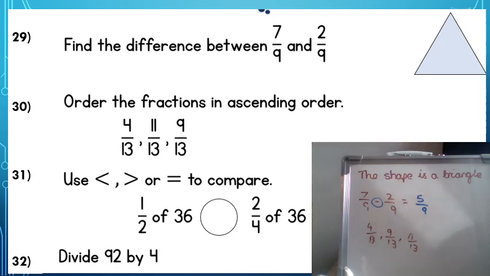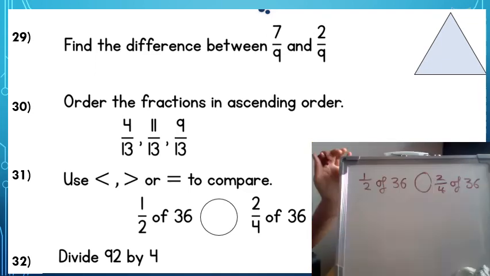For number 30, ascending order, so starting from the smallest and getting bigger. Now the denominators were all the same, so I could have just looked at my numerators. 4 was the smallest, then 9, then 11.